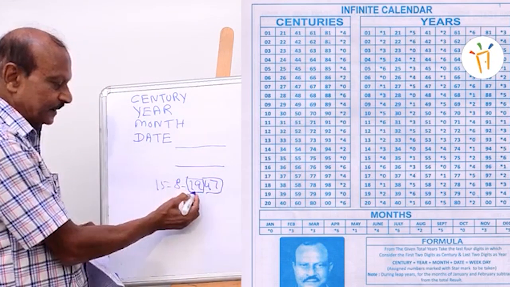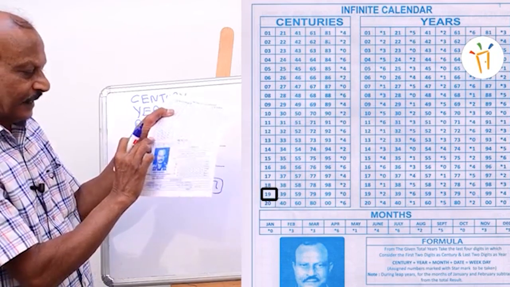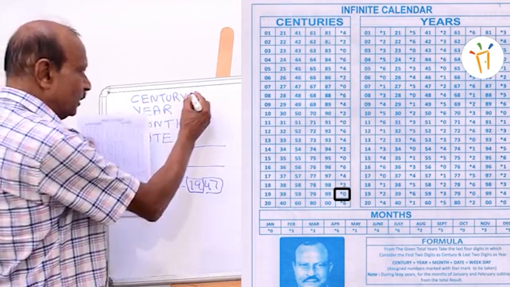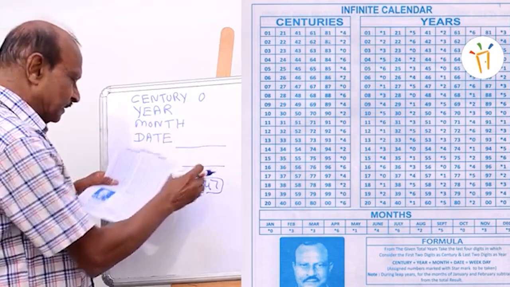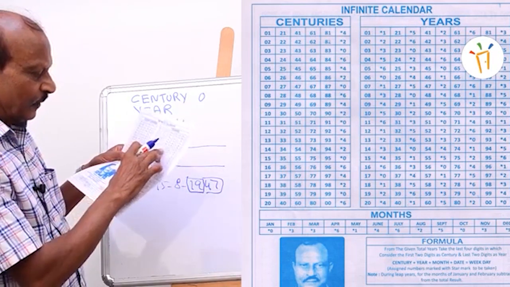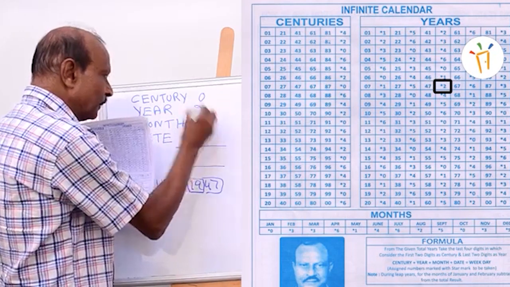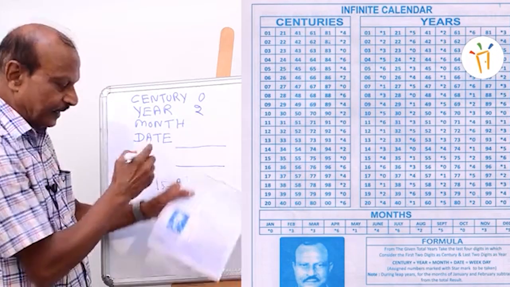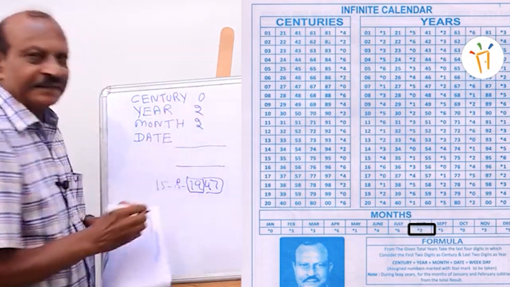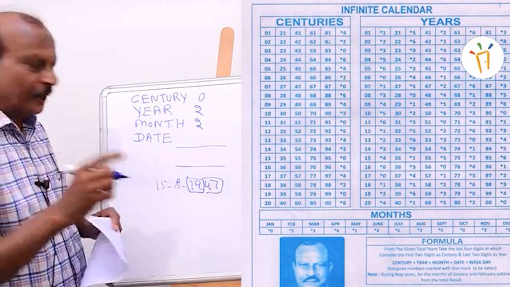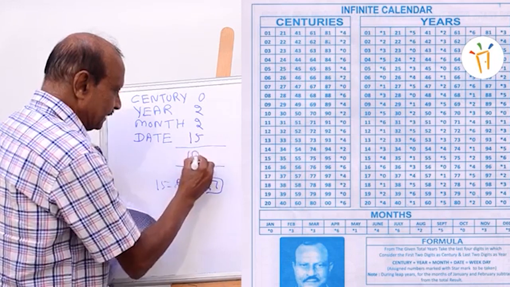So the century is 19. What is the code number for this? You see 19, the code number is 0. Put it here, 0. And the year is 47. You find the code number for this year. 47, it is 2. You put this 2 here. Month code number: for August you have to see the code number. It is 2. Put it here. And what is the date? We are not giving any code number for the date. You put the date directly here. So the total is 19.